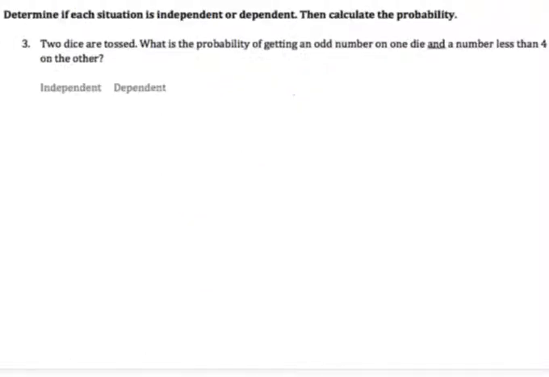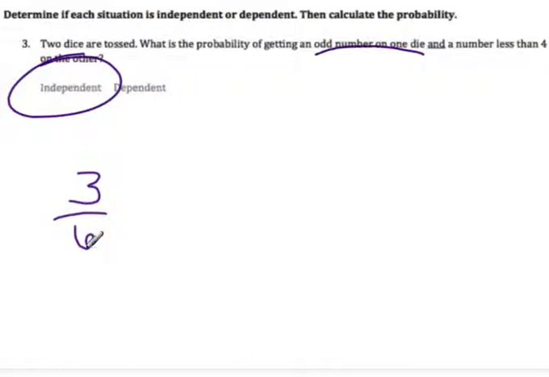Now, let's take a look at number 3. So 2 dice are tossed. What is the probability of getting an odd number on one die and a number less than 4 on the other? So first of all, since we're rolling 2 dice, these are going to be independent events because we're rolling 2 completely separate dice. So the probability of getting an odd number on one die: an odd number, there's going to be 1, 3, and 5. So there's 3 out of the 6 that are odd.